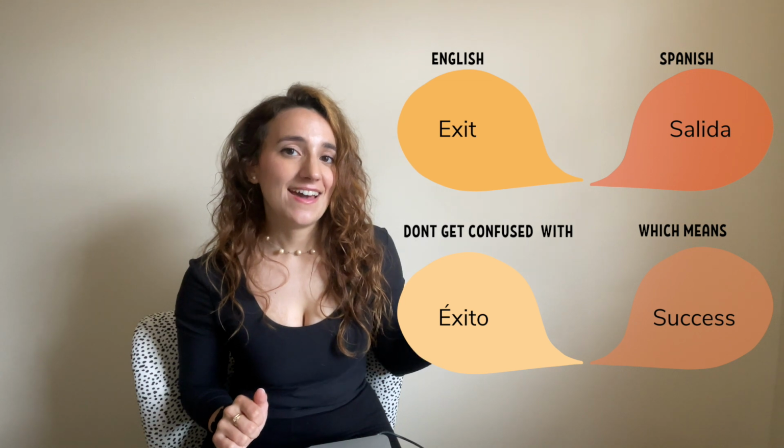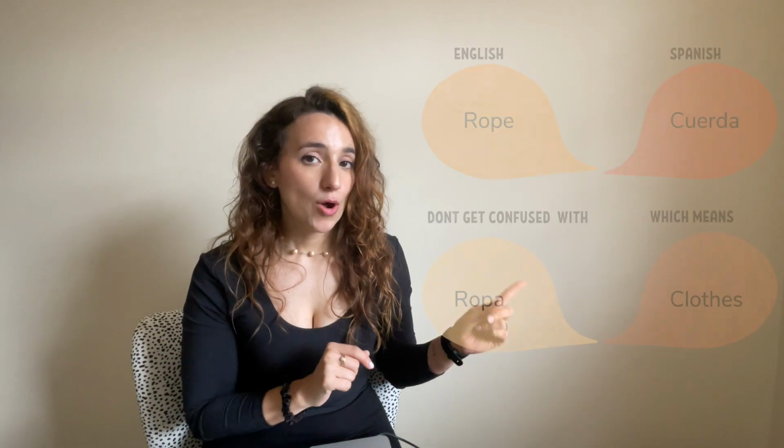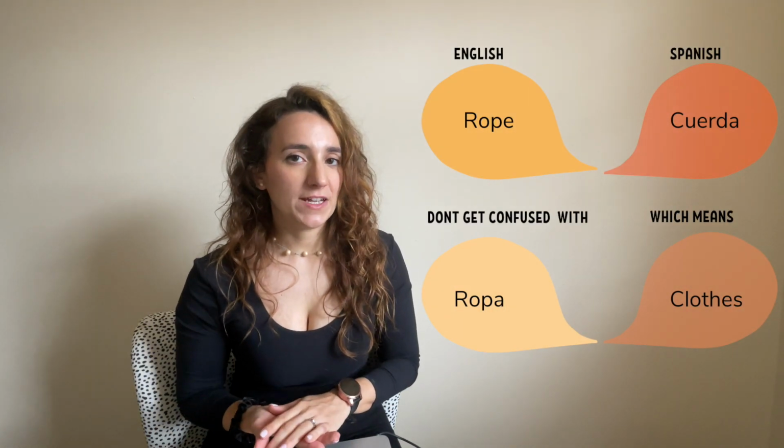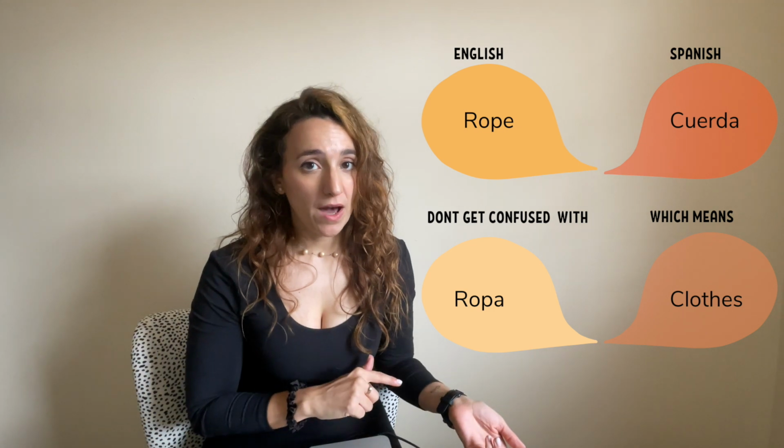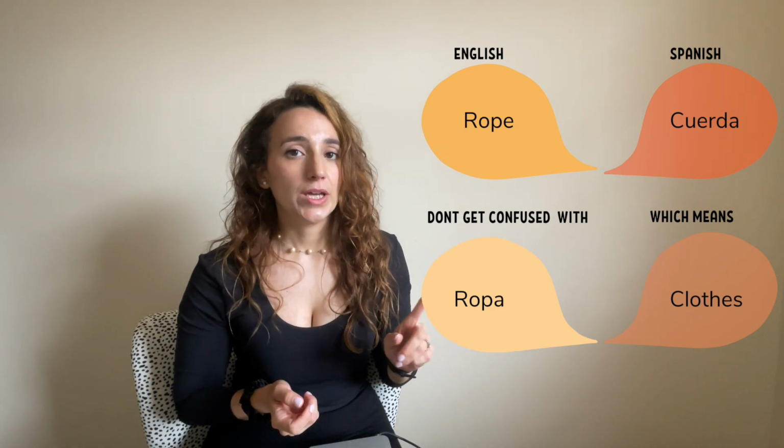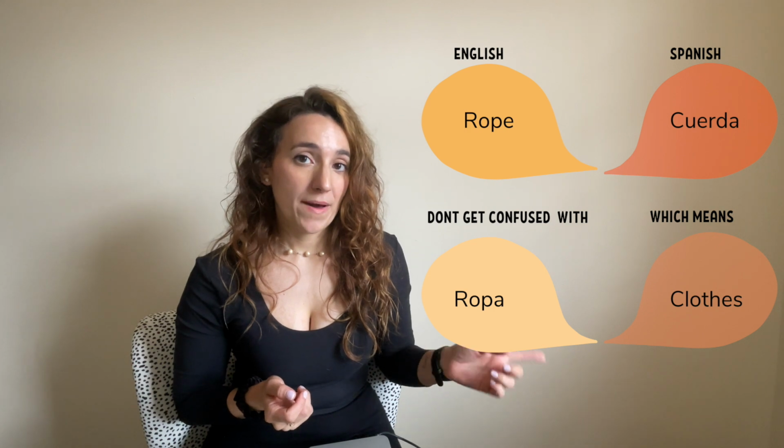Exit, salida; éxito, success. We have come to the last one of the 10 examples, which is roughly 20 vocabulary words that you've learned today in total. So that's not bad for one single video. So let's go and look at this one, which is rope. No es ropa, no. Rope is cuerda in Spanish. Do not confuse it with ropa, which is clothes. So rope, cuerda; ropa, clothes.